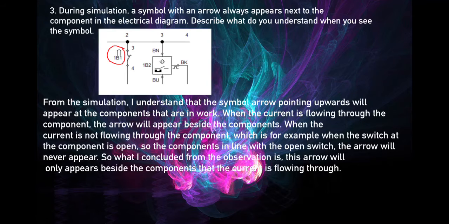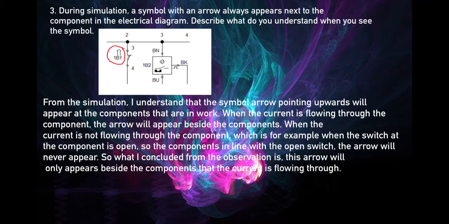Number 3. During simulation, a symbol with an arrow always appears next to a component in the electrical diagram. Describe what you understand when you see the symbol. From the simulation, I understand that the arrow pointing upwards appears at the components that are in work. When the current is flowing through a component, the arrow will appear beside it.